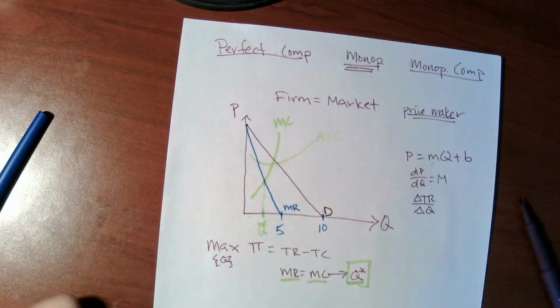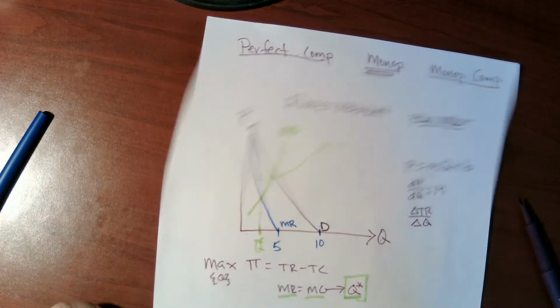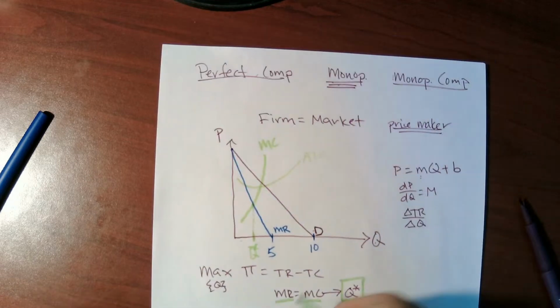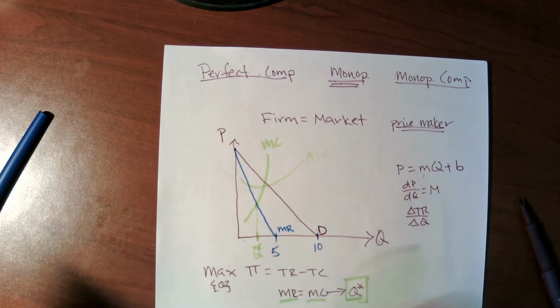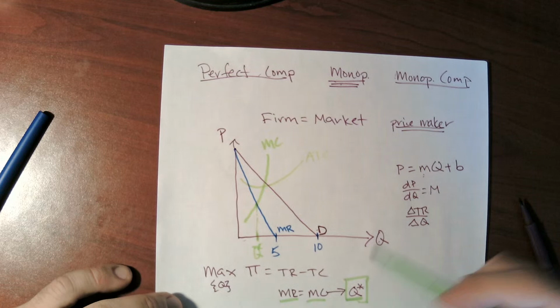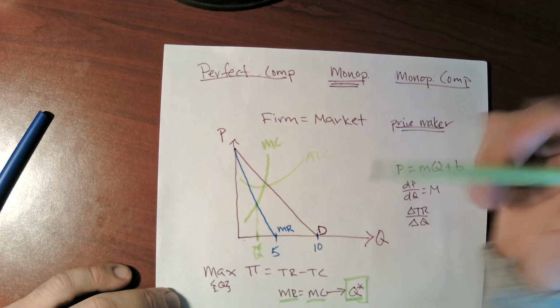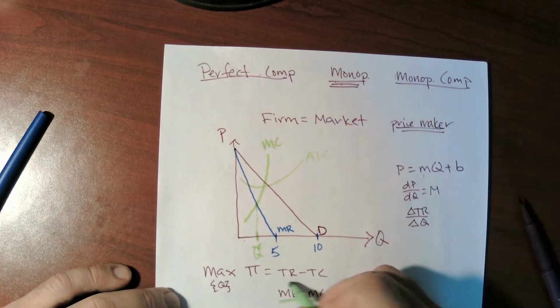Now we can calculate profits. This is where it's going to be a little different. You might be asked, what's the profit? Are they earning profit? Are they earning losses? So, profit first off is total revenue minus total cost.